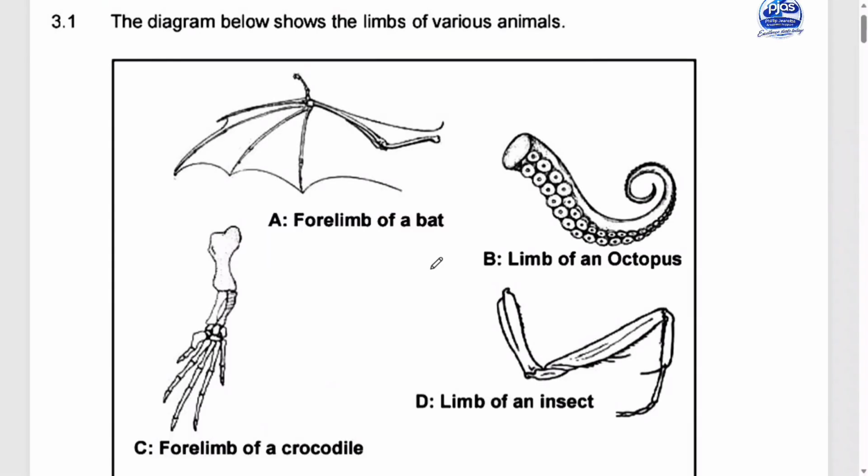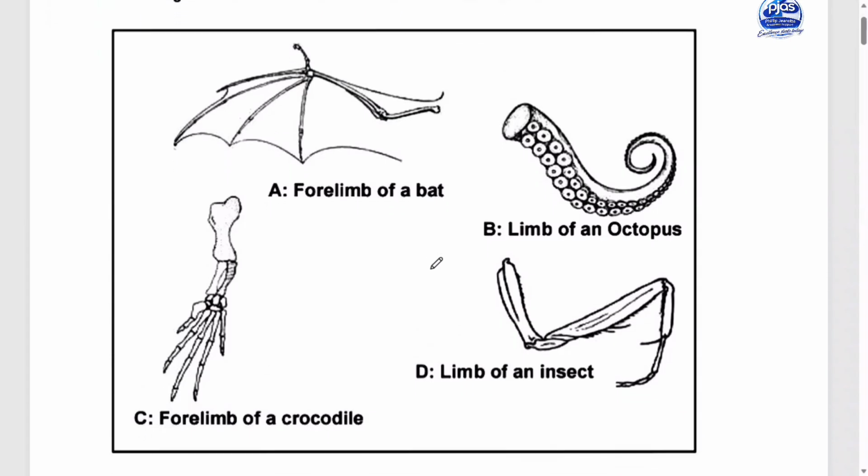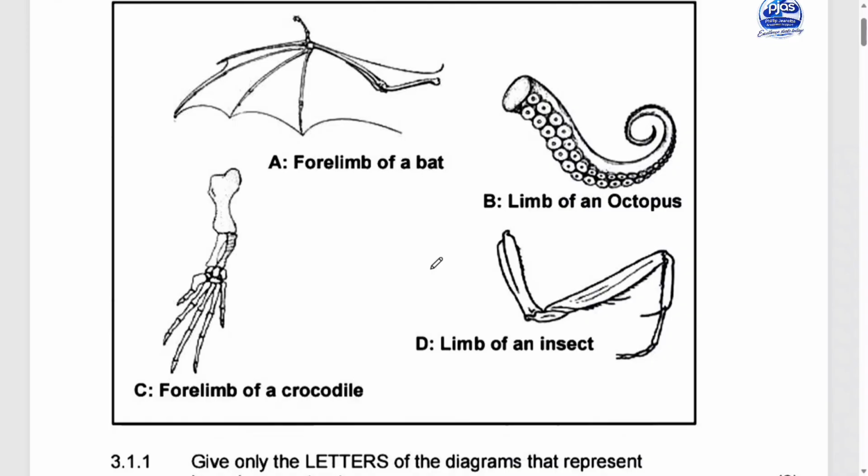Well, the diagram below shows the limbs of various animals. We can see A, B, C, and D. A represents the forelimb of a bat, B the limb of an octopus, C the forelimb of a crocodile, and D the limb of an insect.